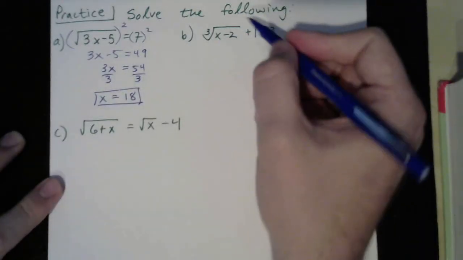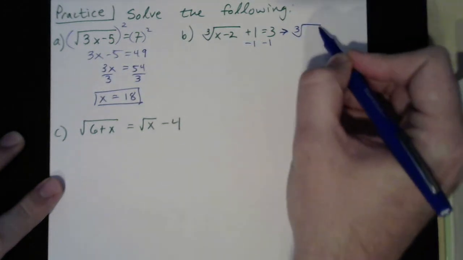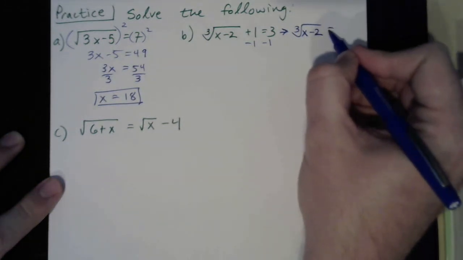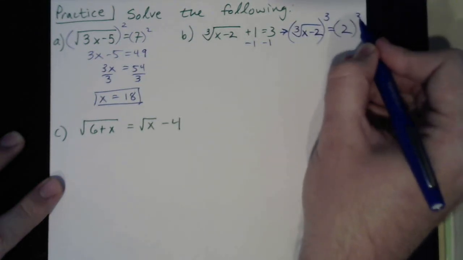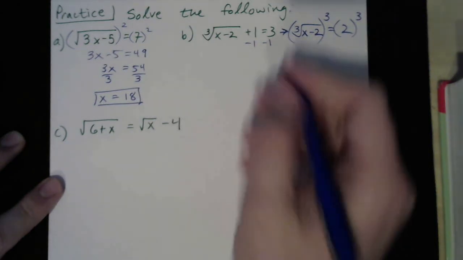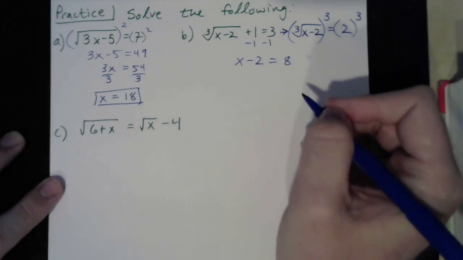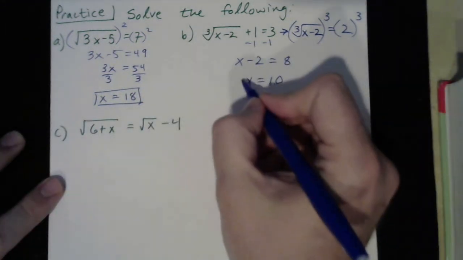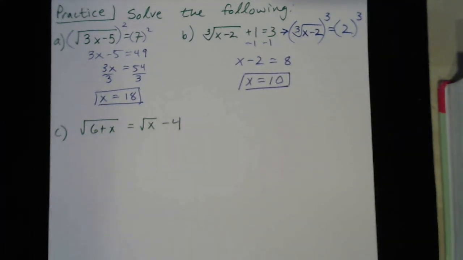Over in part B, we need to isolate the radical. So we have the cube root of x minus 2 equals 2. We then cube both sides, and we get x minus 2 equals 8, or adding 2, x equals 10. Again, I will let you verify and check your work, and you do need to practice checking your work, plugging your solution back into the original equation.